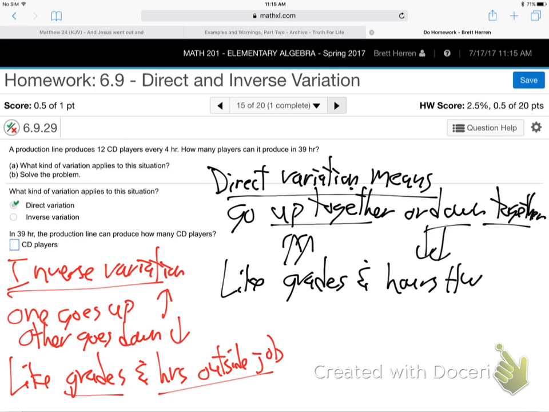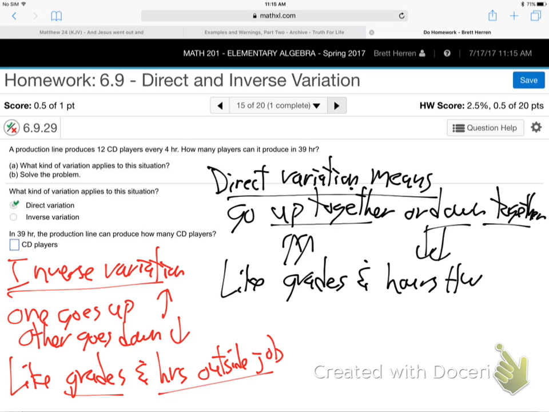So I call that teeter-totter. They do the opposite. More of one means less of the other, right? More hours per week having to work at a job, the less time you have to study, the lower your grades go. And fewer hours outside, the higher your grades go, maybe. So that's an inverse relationship. Does that make sense? More of one means less of the other. So those are two things that are inversely related, and direct means they go together.